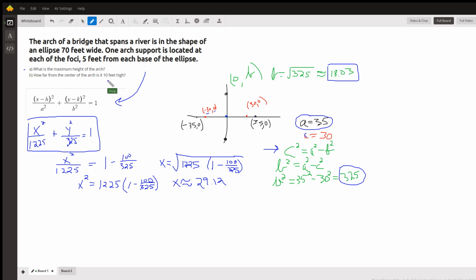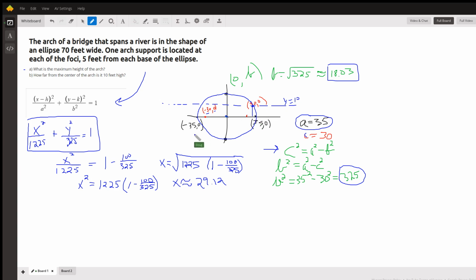And if we want to find out when the arch is 10 feet high, I'm going to draw a rough picture of the ellipse here. We want to know what x value, let's say between 0 and 35, produces a y value equal to 10. So we have this line y equals 10 here, and we want to know when that crosses the ellipse.